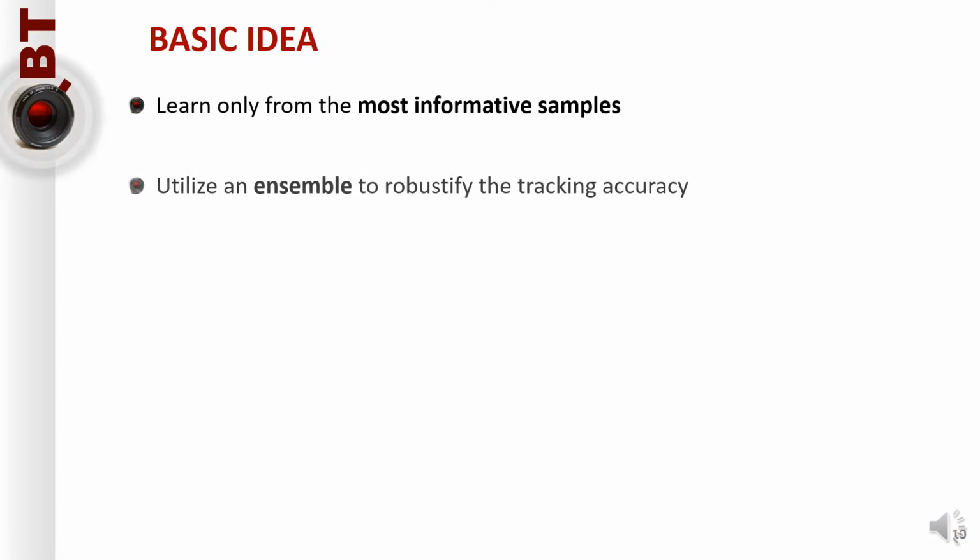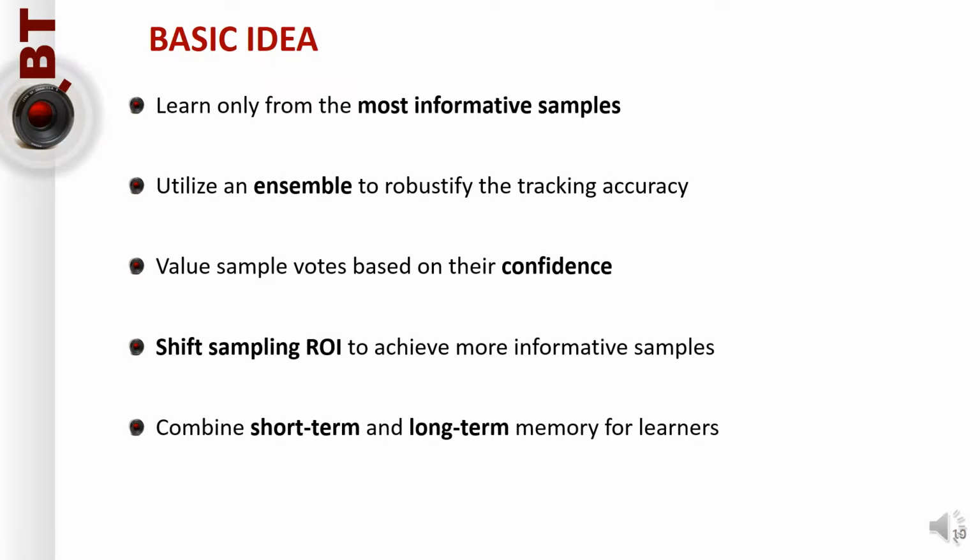To address the shortcomings and keep up with the recent trends in the literature, we propose a tracker called QBT that learns from the most informative samples, utilizes an ensemble of trackers to emphasize various sections of the region space to construct a robust tracker, relies on samples based on their information content and confidence, shifts the sampling region of interest to obtain better samples that provide the learners with more information, and embeds a hybrid of short-term and long-term memory to address the stability plasticity dilemma.